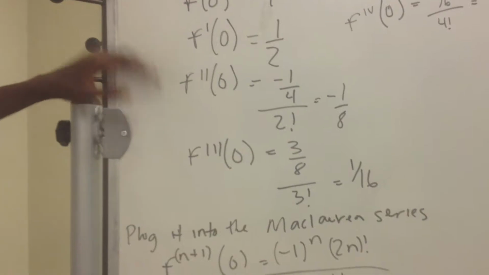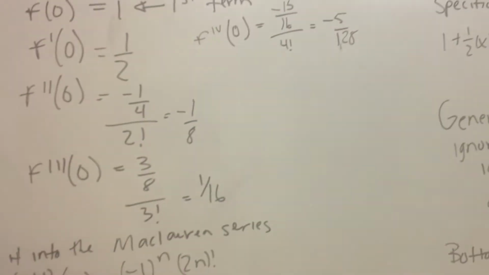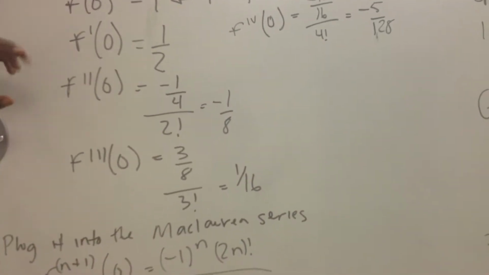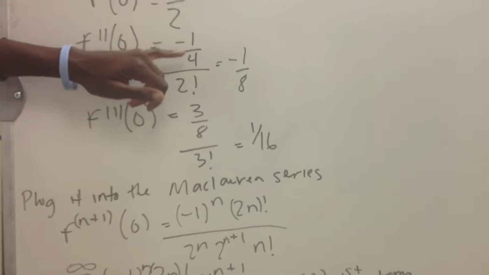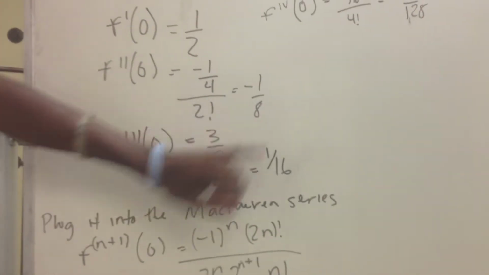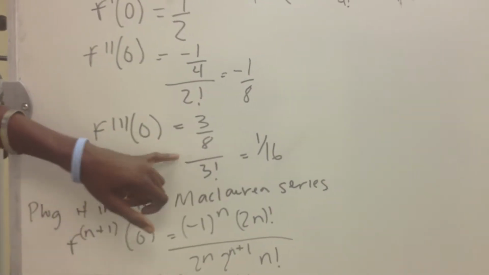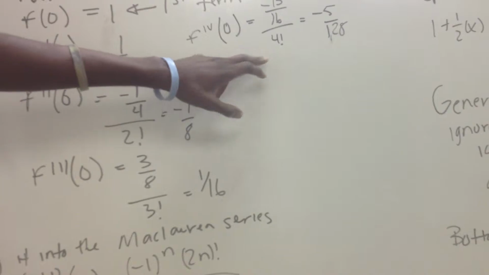These are the coefficients, so we keep finding more coefficients. I took it up to the fourth derivative. You can keep going. I get 1/2, and then when I divide the second derivative by 2 factorial, I get negative 1/8. Taking the third derivative and dividing by 3 factorial gives 1/16. And the fourth derivative divided by 4 factorial gives negative 5 over 128.